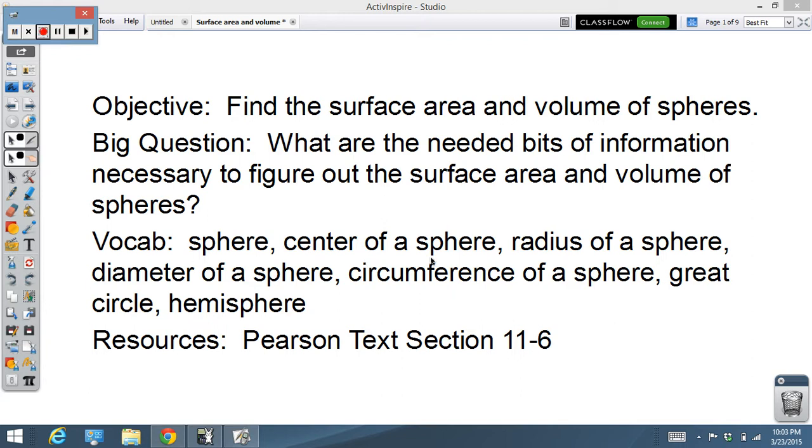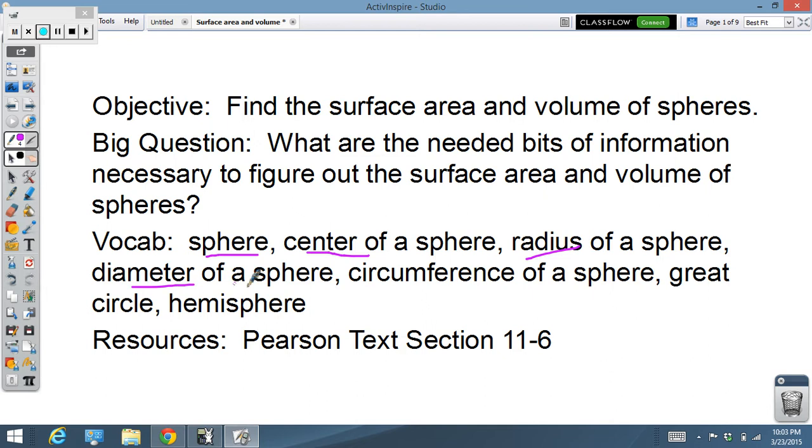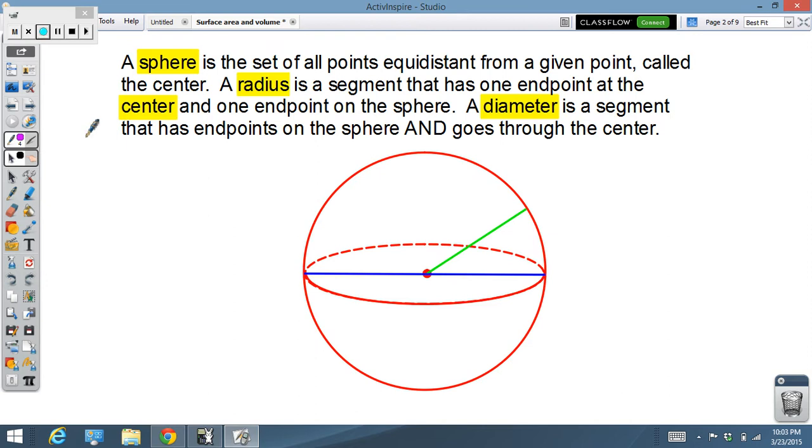A little bit of vocab about what a sphere is, and I don't think any of these are going to knock you over. They're fairly straightforward. I'm sure you can already picture some of this. What is a sphere? What's the center? What's the radius? What's the diameter? What's the circumference? All right, so let's just show you.